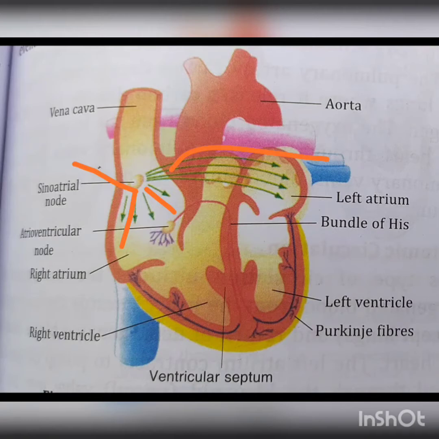A second node, the atrioventricular node, picks up the signal and channels it down the middle of the ventricular septum through a collection of specialized muscle cells called the bundle of His. From here, the signal spreads throughout the walls of the ventricles through the Purkinje fibers, and the ventricles contract after they are filled with blood.